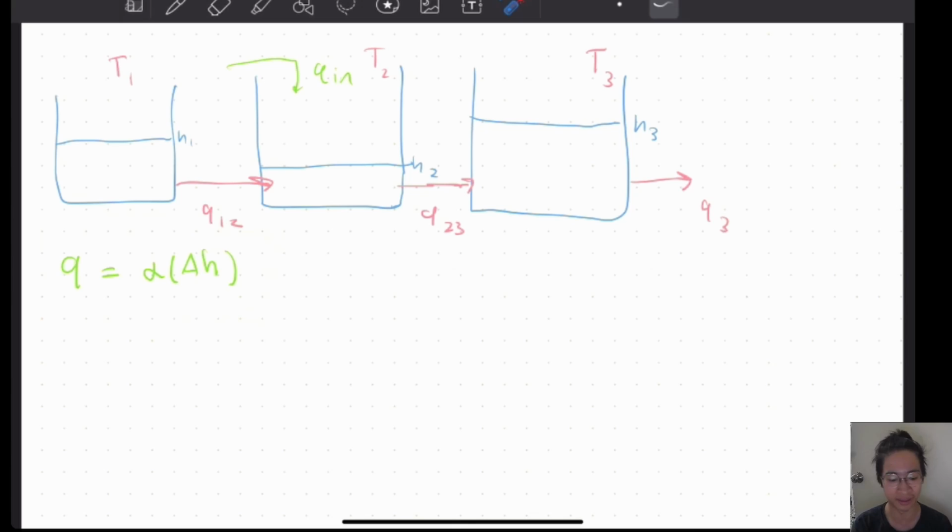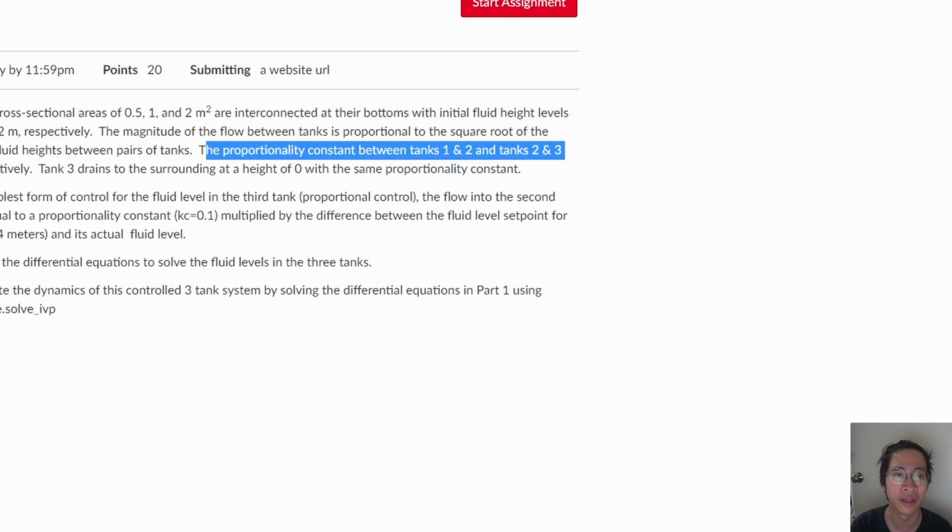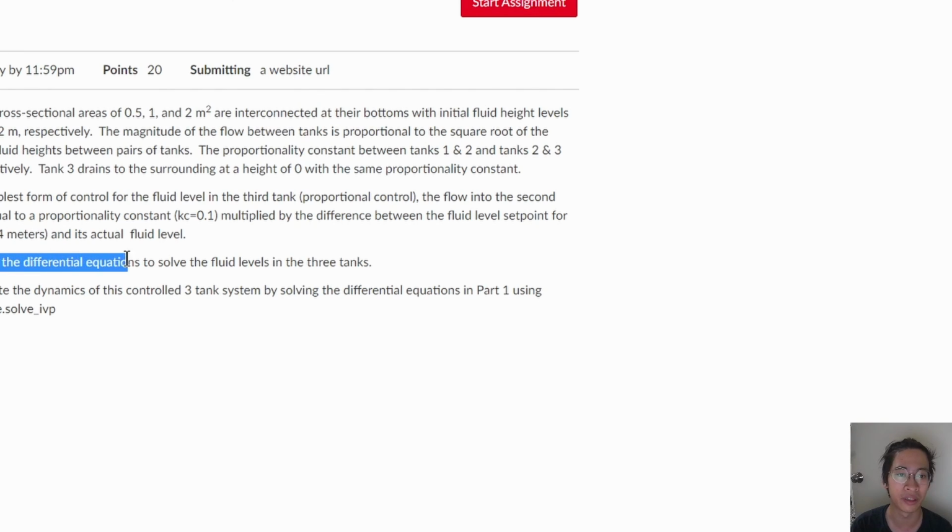What this equation is saying is that the volumetric flow rate is going to equal our difference in height, or in other words, our apparent height, multiplied by a constant alpha. That constant alpha is the proportionality constant, and it's given in our problem statement. They're all 0.1 for simplicity's sake. So let's start with part 1, and we'll derive the differential equations to solve the fluid levels in the three tanks.